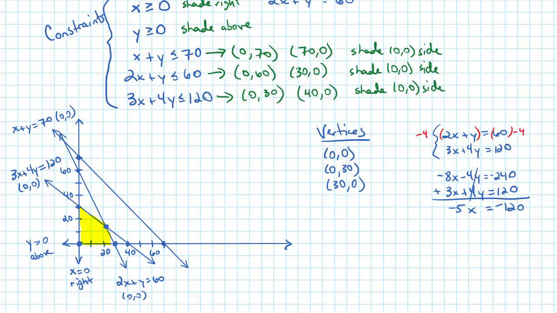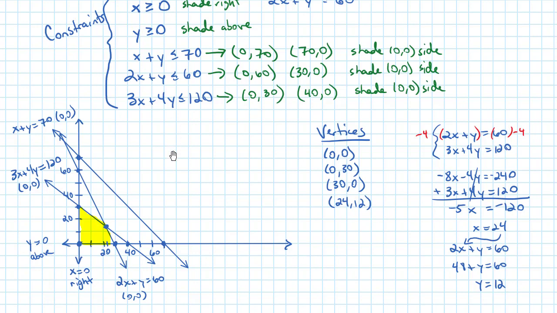And if I divide both sides by -5, I get x equals 24, which seems reasonable that this x value would be 24. Now to get y, I'll plug 24 back into one of these equations. So I'll plug it into 2x plus y equals 60. So I get 2 times 24 is 48, plus y equals 60. And if I subtract the 48, I can see that y is 12. So our last vertex is the ordered pair 24, 12, which seems reasonable. This looks like it could be 12 if I graphed it precisely. So there are the vertices.